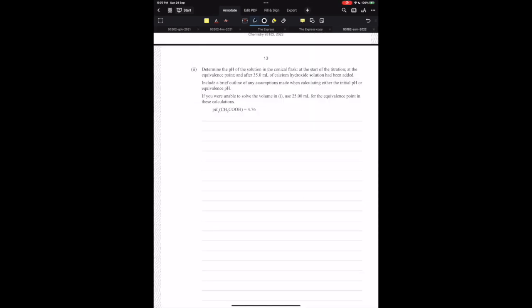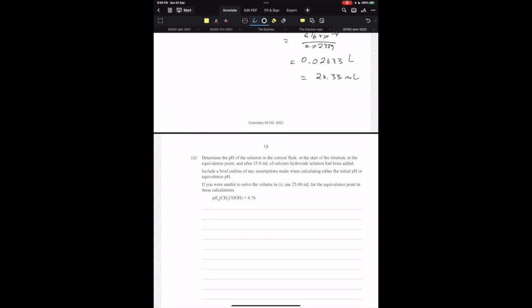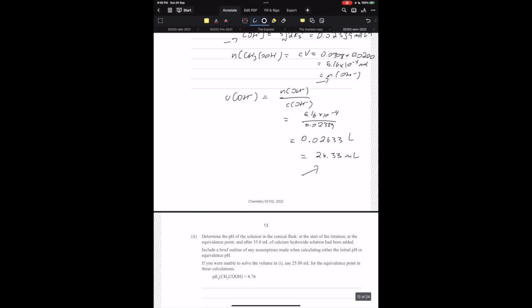Moving on to part 2 of question 3a. Determine the pH of the solution in the conical flask at the start of the titration, at the equivalence point, and after 35 mL of calcium hydroxide solution has been added. Include a brief outline of any assumptions made when calculating either the initial pH or equivalence pH. And if you're unable to solve the volume in part I, use 25 mL. But that's fine because we have the volume of part I here, 26.33 mL.